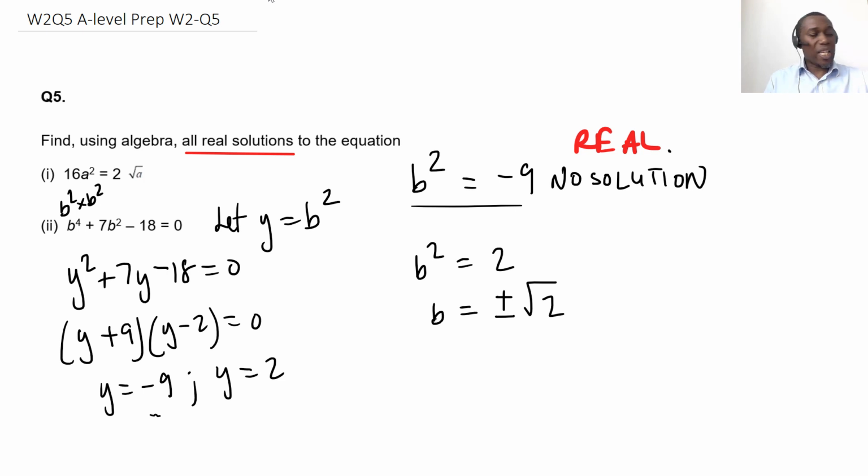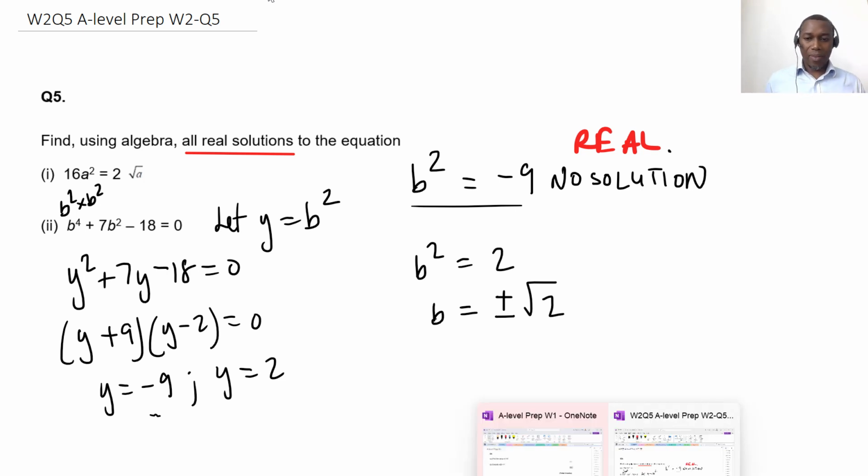Okay, leaving it as an exact value here is best, although the question didn't actually specify that, but that's considered best practice.